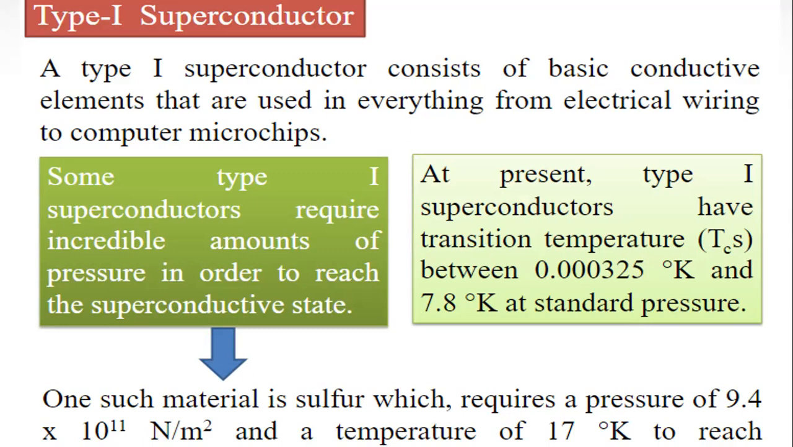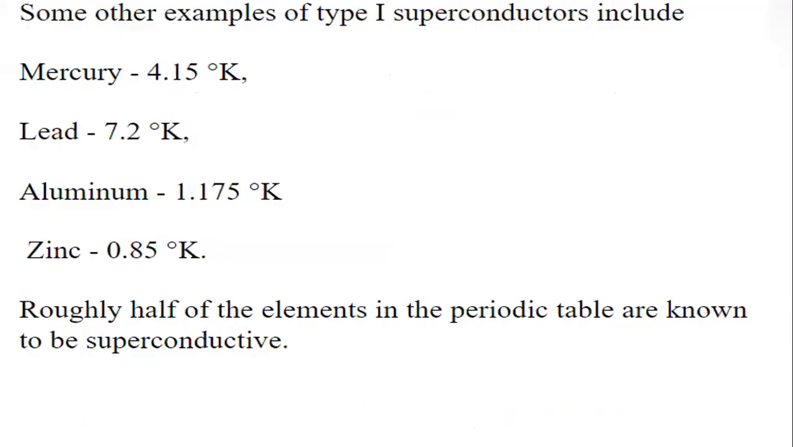At this particular juncture you will find the temperature is given in the box. You can take one example. One such material is sulfur, which requires a pressure of 9.4 × 10^11 newtons per meter square and a temperature of 7 Kelvin to reach the superconducting state. You can just imagine the temperature they require to reach the superconducting state.